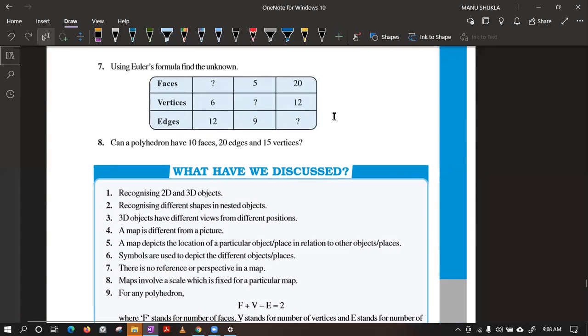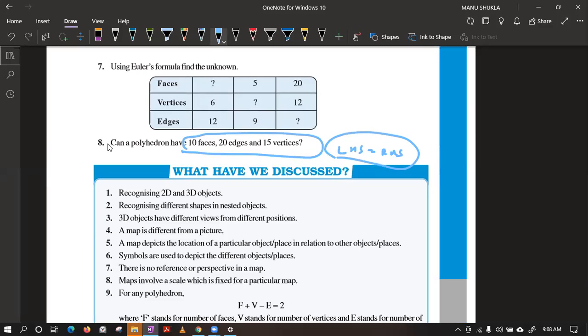Similarly, you can try question number 7 and 8 also. They are asking, can a polyhedron have these many dimensions? You just need to check in the formula. If you are getting LHS equal to RHS, then this polyhedron is possible. If they are not the same, the polyhedron is not possible.